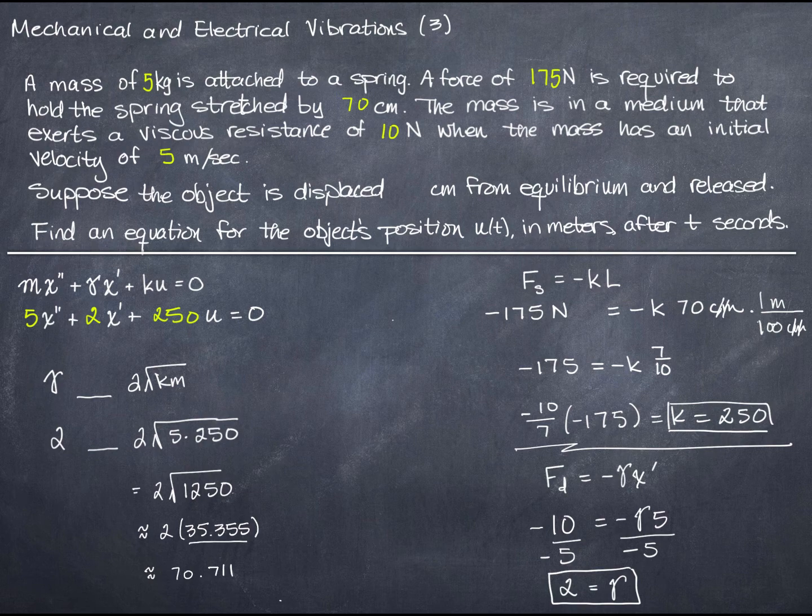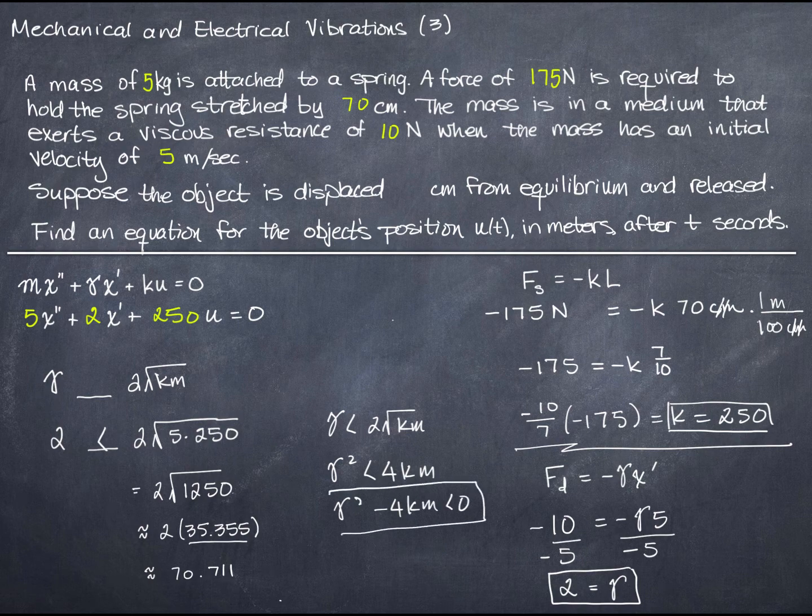Okay. Now I need to compare this value to gamma. And gamma is clearly a much smaller number. So we have gamma smaller than 2 root km. And that means that gamma squared is smaller than 4 km, which means that gamma squared minus 4 km is less than 0. And this is what happens when the system is underdamped. So we now know, with just a little bit of arithmetic, what the form of our answer is going to be.